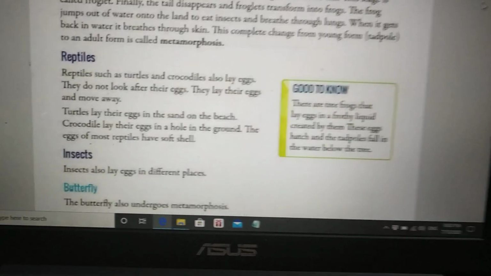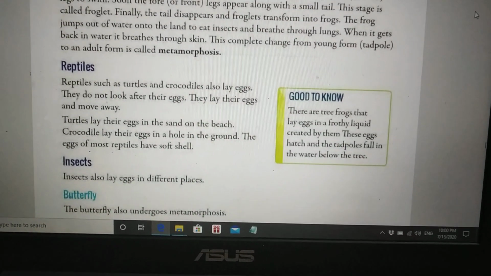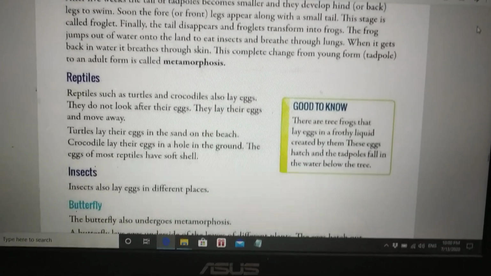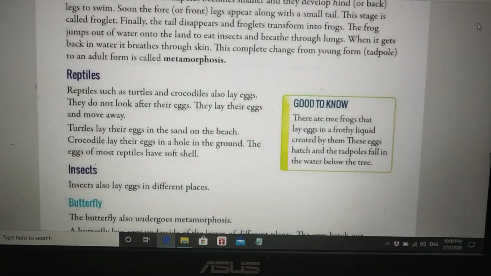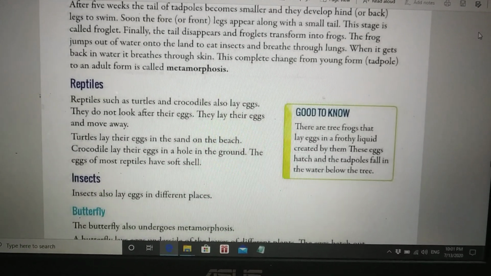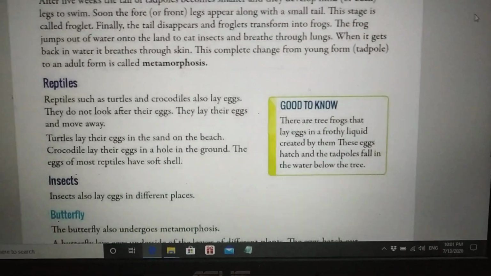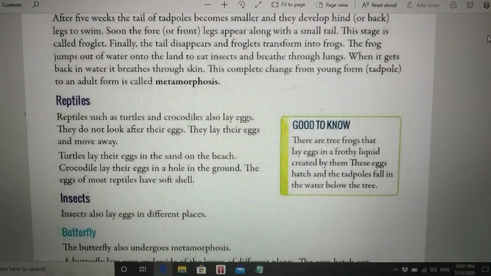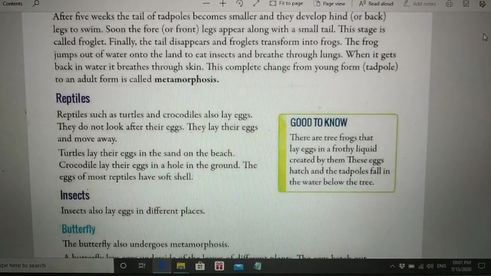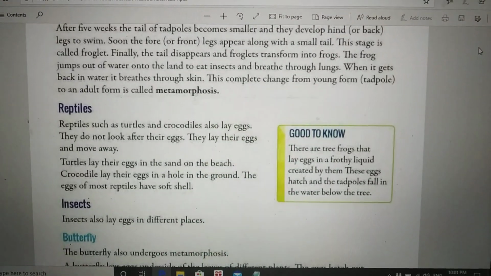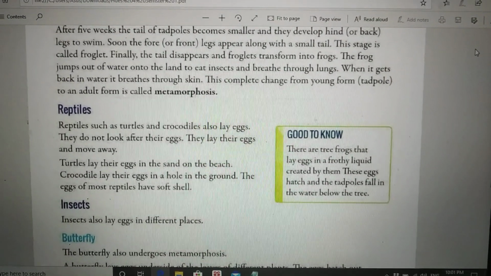Next are insects. Insects also lay eggs in different places. You might have seen now, as it is rainy season, in houses also, in places at homes that are not used, or that are not cleaned every day, in those places also the insects lay eggs.